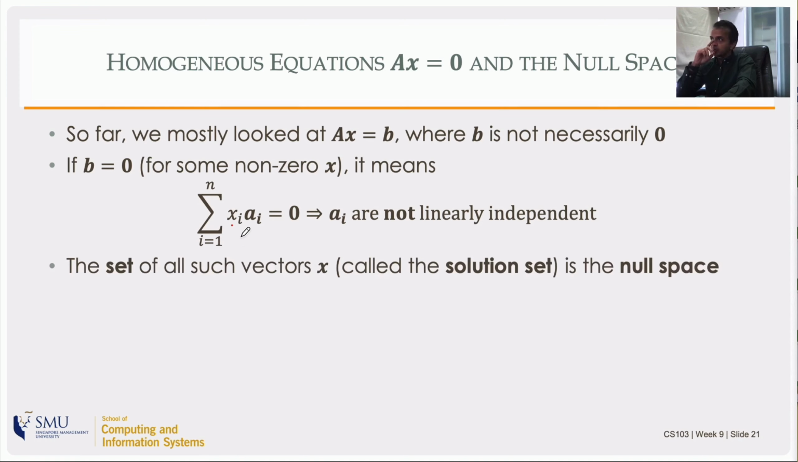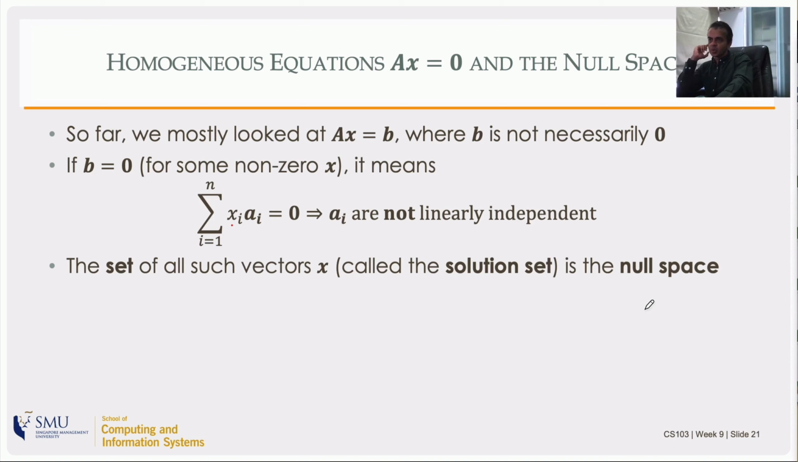So if you look at xi times ai as linear combinations of the vectors ai, and you put the ai's in a matrix, that basically reads Ax equal to 0. If you can find Ax equal to 0 without x being a 0 vector, then the columns are not linearly independent. Now, the set of all such vectors, non-zero vectors, well, including 0 also, would be the solution set. And that set is called the null space.